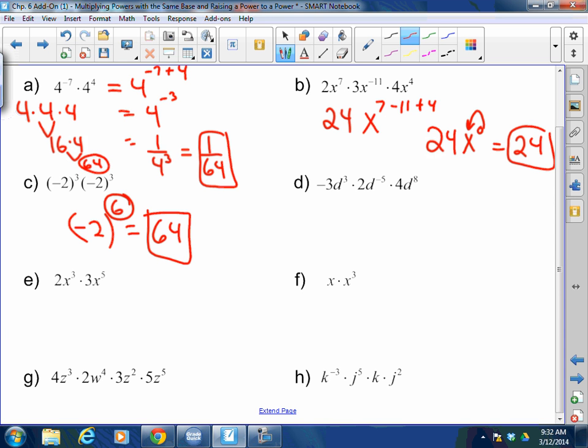Excellent. Okay, D, negative 3D cubed times 2D to the negative 5th times 4D to the 8th. Very good. Numbers first. I'm very proud of you. Negative 24. Then D to the 3rd times D to the negative 5th times D to the 8th. It's going to be D to the 6th. Very good. Because 3 minus 2 is negative 2 plus 8 is 6.